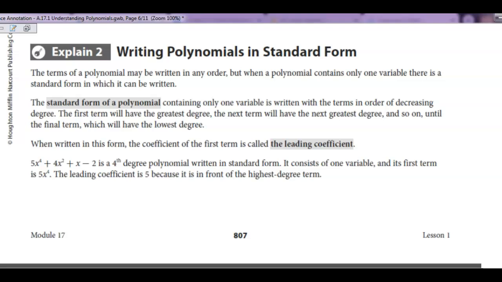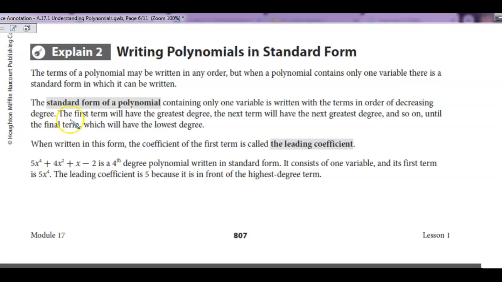When we're writing polynomials, we try to write them in standard form. We like them to be written in descending order of their degree. So the standard form of a polynomial containing only one variable is written with the terms in order of decreasing degree. The first term will have a greatest value, the next term will have the next greatest, and so on until the final term, which will have the lowest degree. When it's written in this form only, the coefficient of the first term is called the leading coefficient.